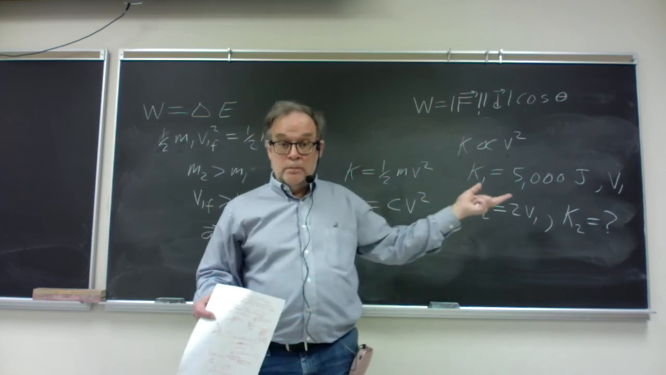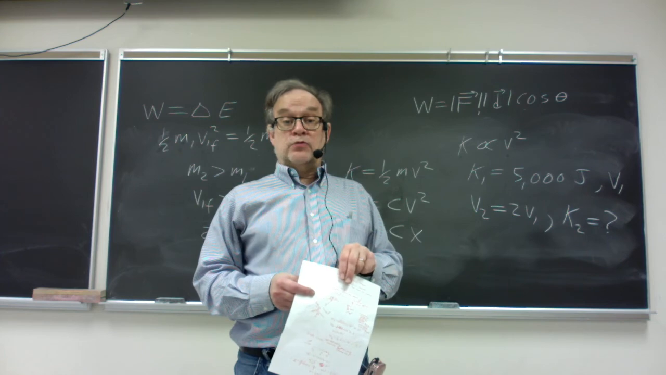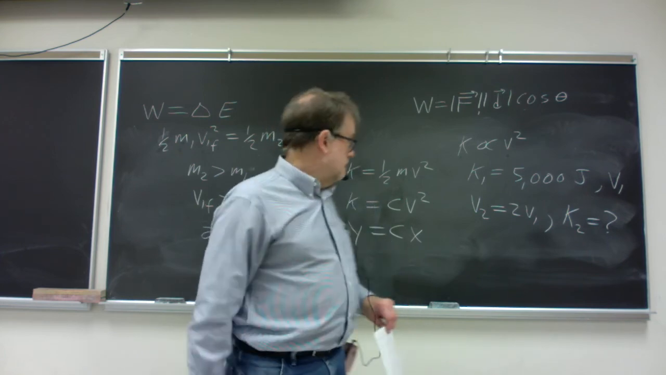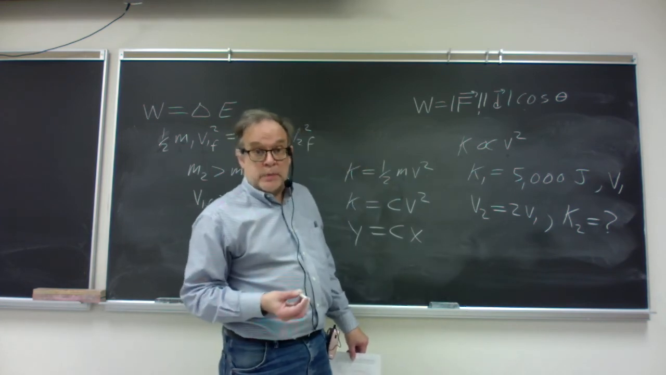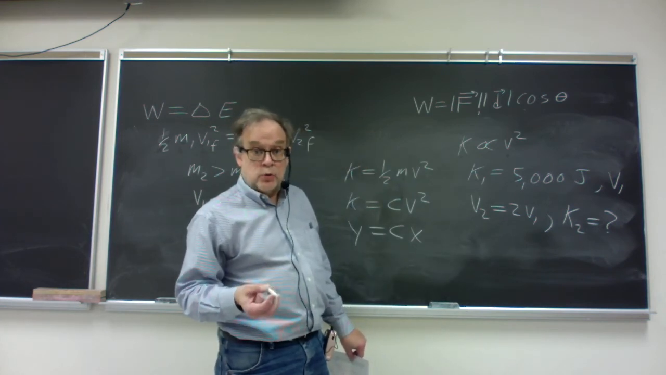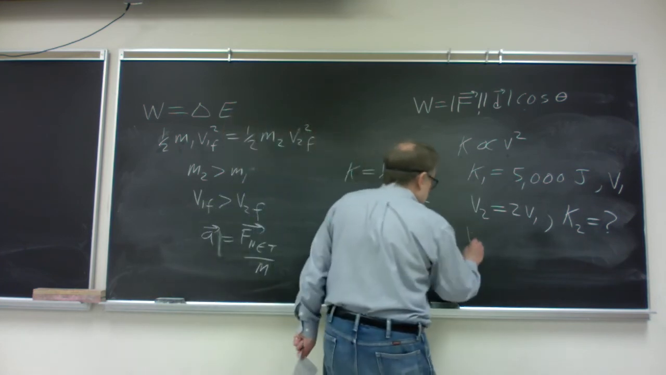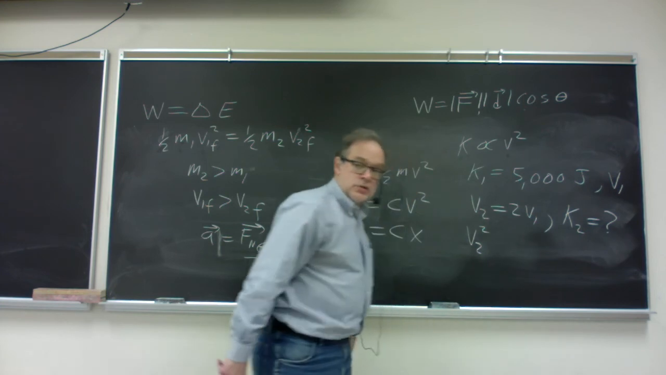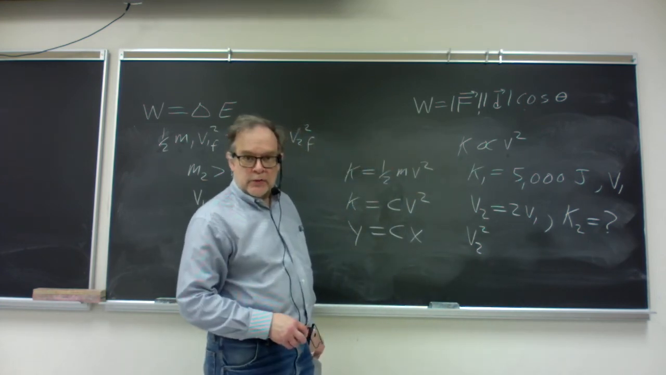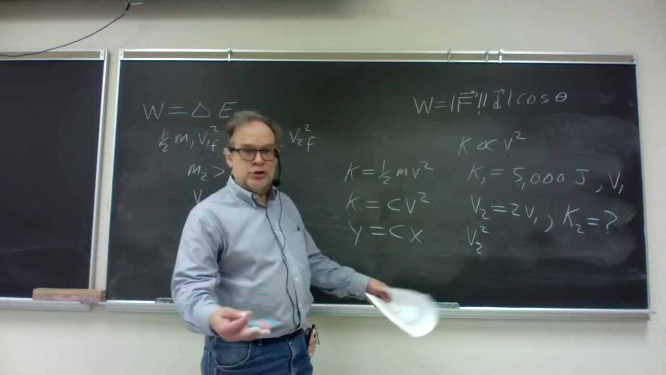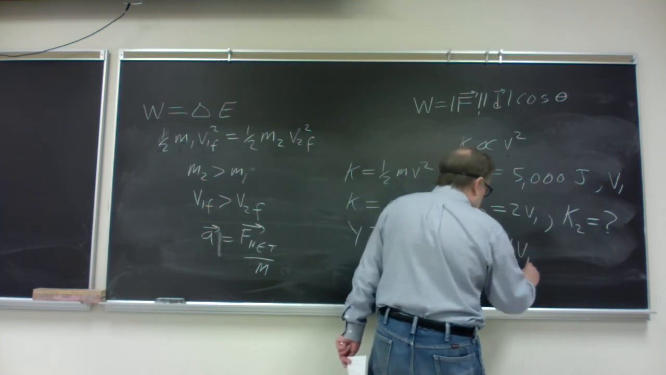So we need to know how velocity squared changes. We need to know the factor by which velocity squared changes. Well, here's how velocity itself, velocity to the first power, changes, so we can easily see how velocity squared changes just by squaring this equation. Square the left-hand side, we've got velocity 2 squared, and whatever we do to one side of an equation, we have to do to the other side of the equation to keep both sides equal. So square this and we have 4v1 squared.